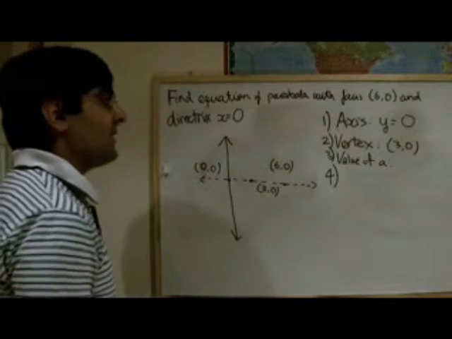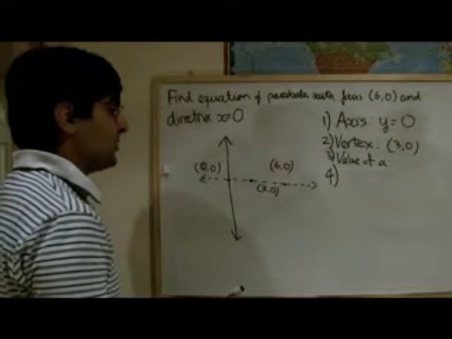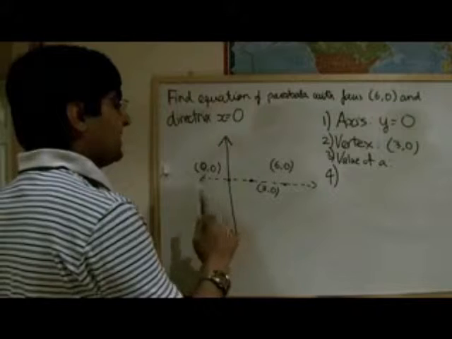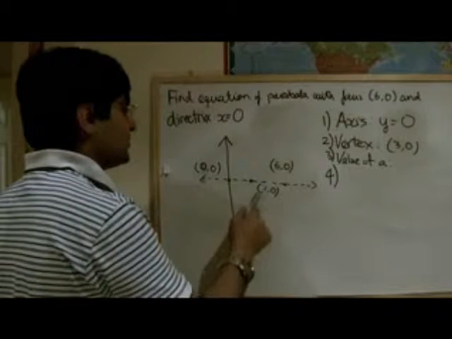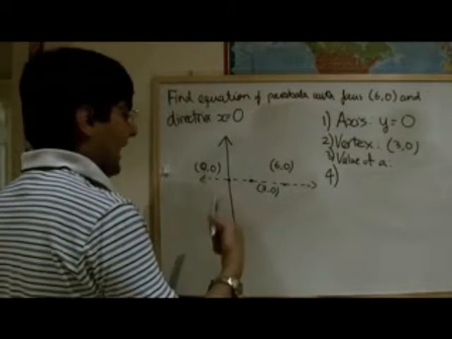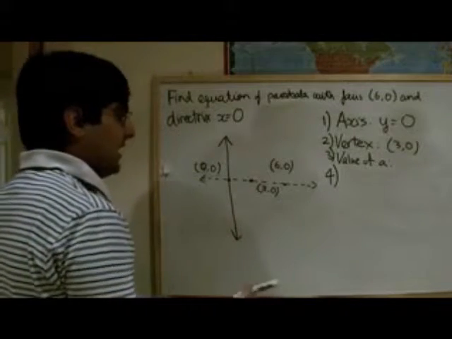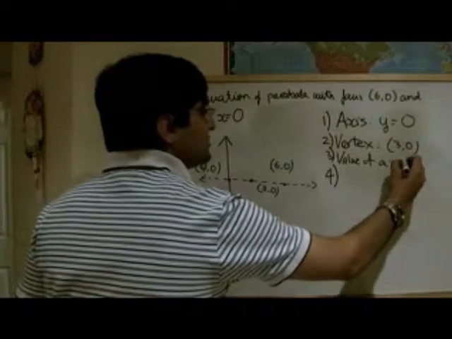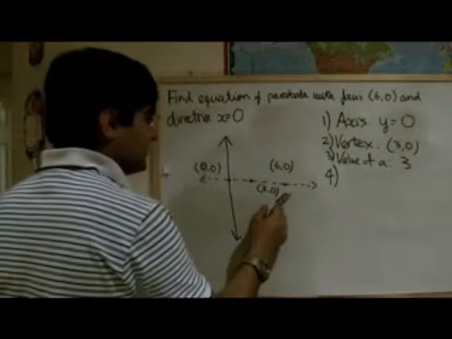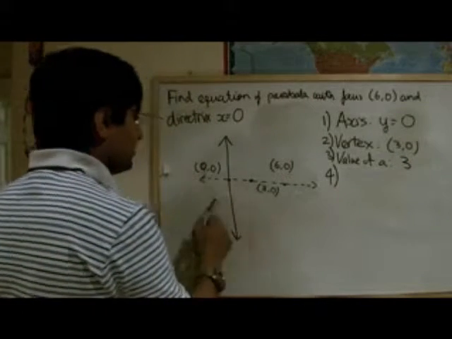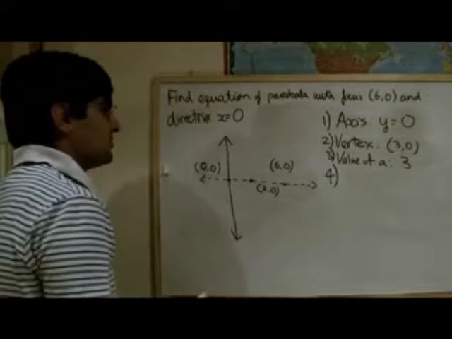What's the value of a then? The constant that we referred to earlier. The constant a, as we mentioned, refers to the distance between the vertex and the focus, and obviously the distance between the vertex and the directrix. Hence, in this case, a is equal to 3, because the focus is 3 units that way, and the directrix is 3 units in the opposite direction to the vertex.